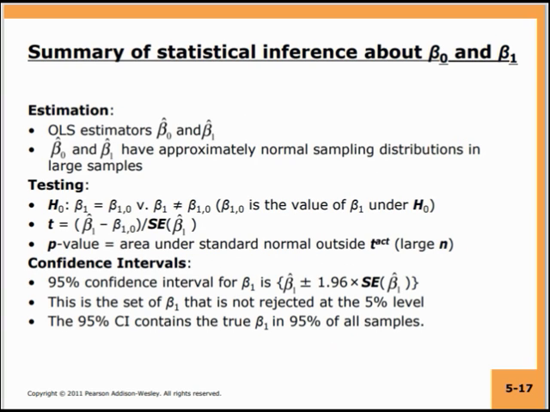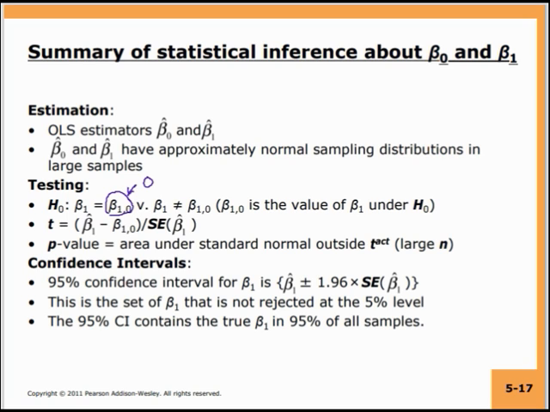So to summarize, the summary of statistical inference about beta 0 and beta 1: we estimate using OLS estimators beta 0 hat and beta 1 hat. Beta 0 hat and beta 1 hat have approximately normal sampling distributions in large samples. When we do a hypothesis test, we test the null hypothesis that beta 1 is equal to some hypothesized value beta 1 0, which often is taken as 0, versus the alternate hypothesis that beta 1 is not equal to that hypothesized value.